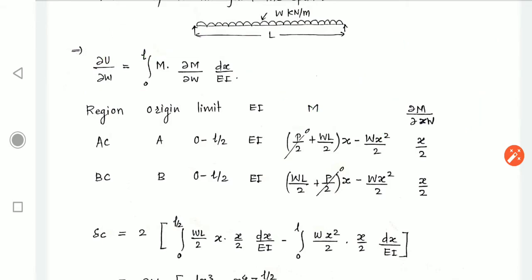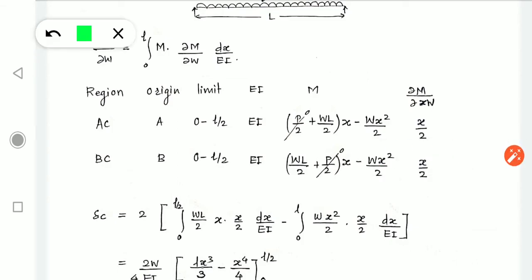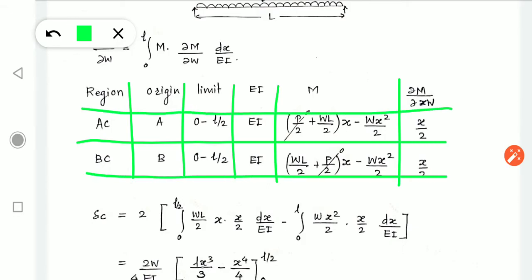Okay, so here, to calculate the moment equation, we will go with this table. This table is very important. Once you understand the concept behind writing this table, you will clearly understand this method.